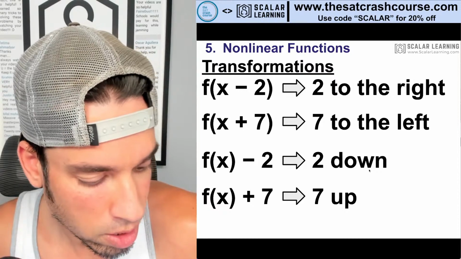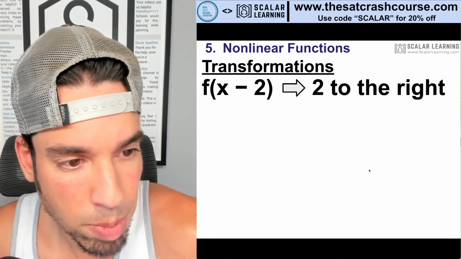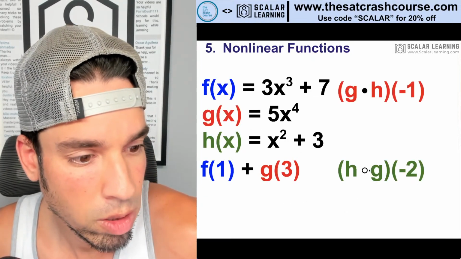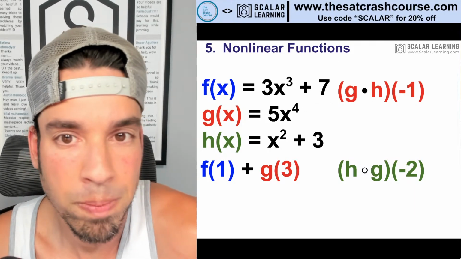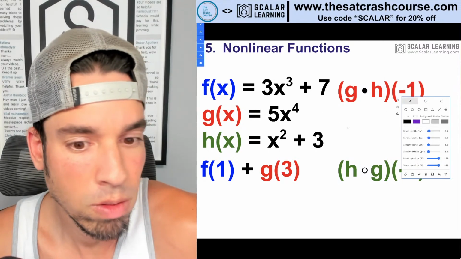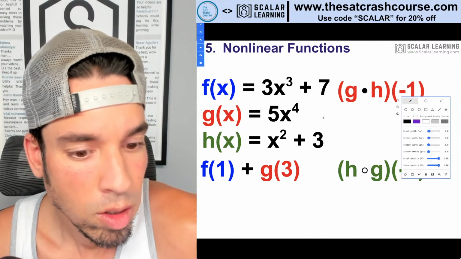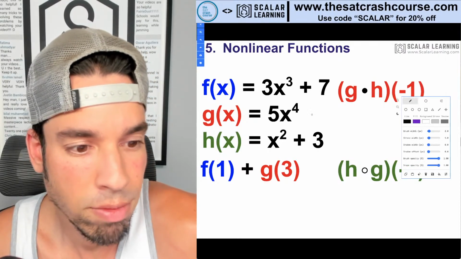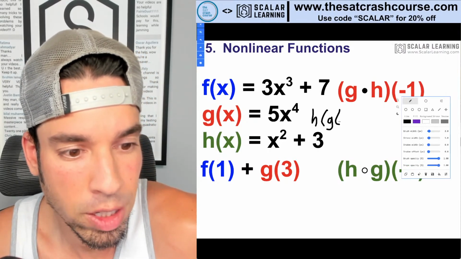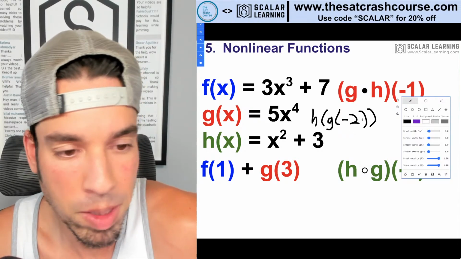Oh, did I lose you guys on where I got 80? Hold on, let me back up. Where did I get 80? Oh, for g. Here, let me show you. Let me write it out. So again, we have h of g of negative 2. Okay, maybe I made a mistake, but let me double check.